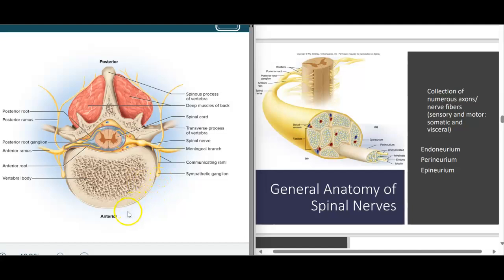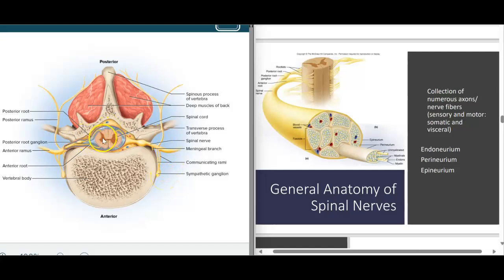So those are the two main branches. Now notice here we have a meningeal branch. So this goes to the meninges. So this innervates the tissue around the spinal cord. Then we have a communicating rami, and then here's our sympathetic ganglion.